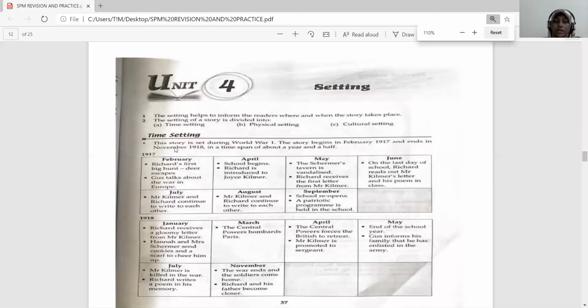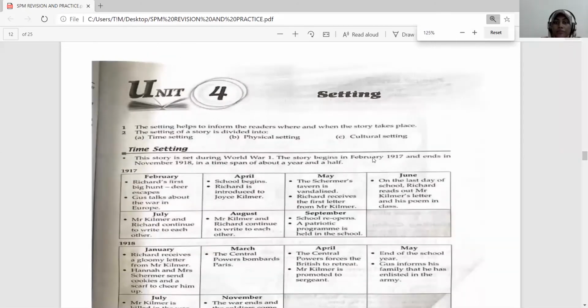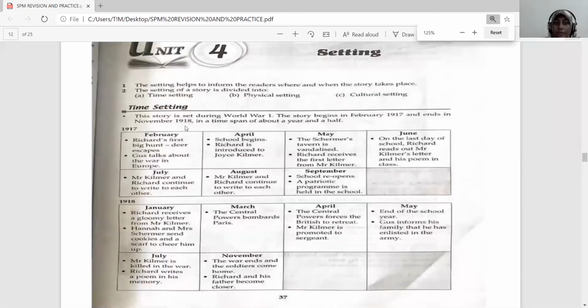The story was set during World War One. It begins in February 1917 and ends in November 1918, in a time span of about a year and a half. So from here, February, remember the first character started where they went hunting, right? And then the school began. Then in May, the tavern was vandalized. In June, it was the last day, and he received a letter and read it out. In July, they continue to write. There's not much incident there. In August, they continue to write again.